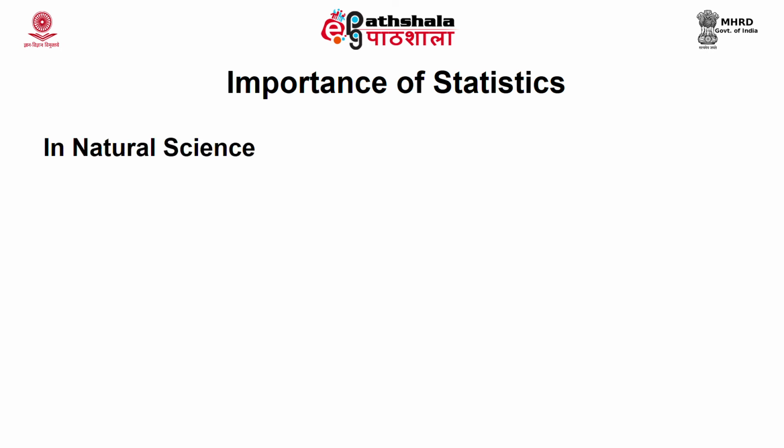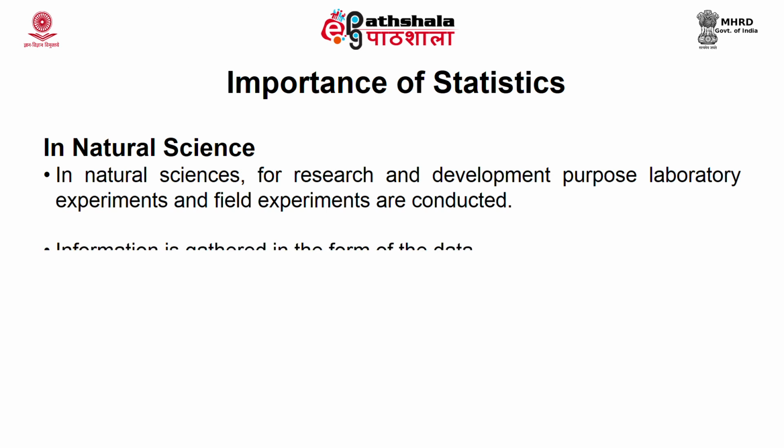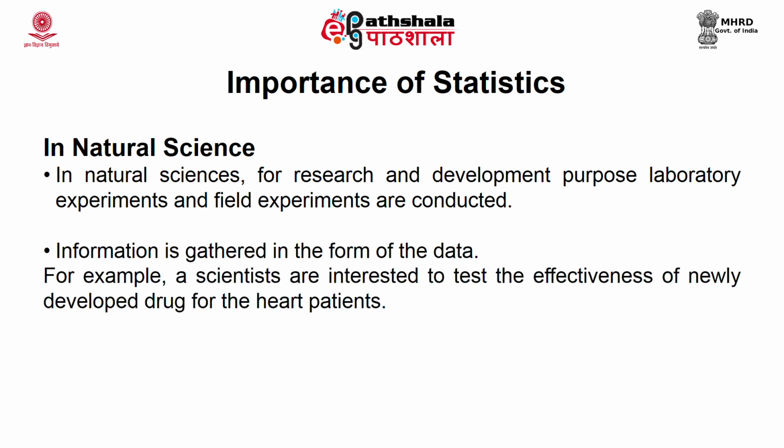Now come to the importance of statistics in natural science. In natural science, for research and development purposes, laboratory experiments and field experiments are conducted. So information is gathered in the form of data. For example, a scientist intends to test the effectiveness of a newly developed drug for heart patients. Now we use statistical tools or techniques to see whether this drug is effective for a patient or not. In this case, we use the hypothesis testing method that will help to study whether the drug is beneficial for a patient or not.